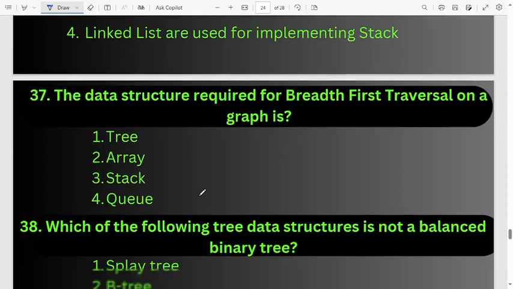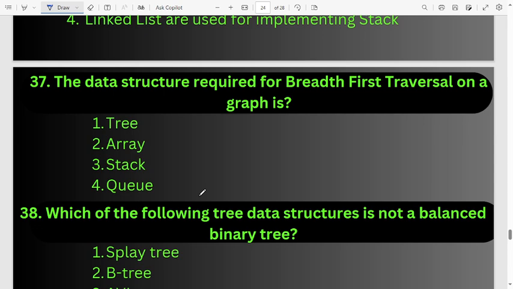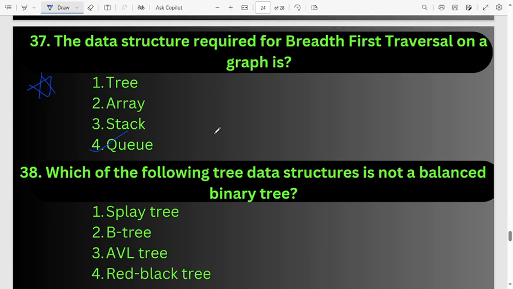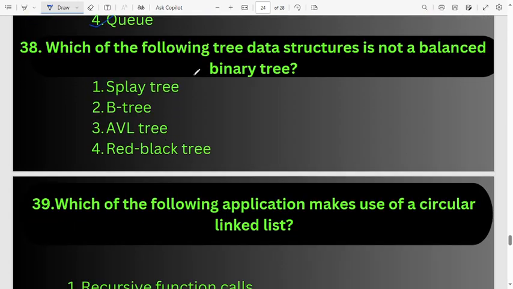Next question is, the data structure required for breadth first traversal on a graph is queue. BPSC may ask this kind of questions, so try to focus on this kind of questions and practice more and more because we have less time to conquer the examination. The data structure required for breadth first traversal on the graph is queue. So the next question is, which of the following data structures is not a balanced binary tree? The options are AA tree, B tree, AVL tree, red black tree. The correct answer will be B tree.